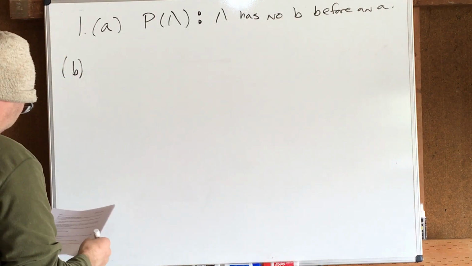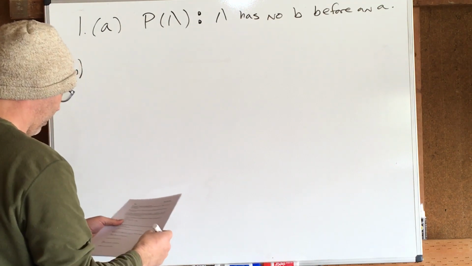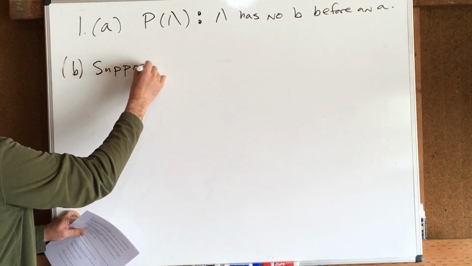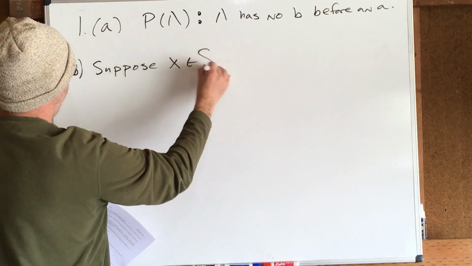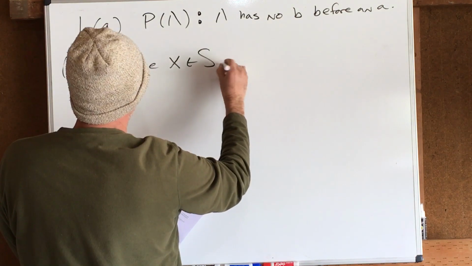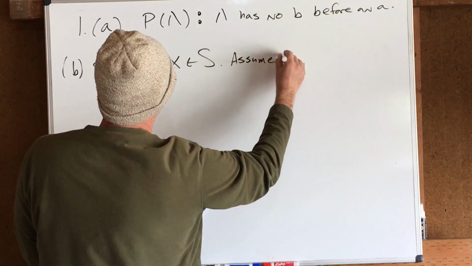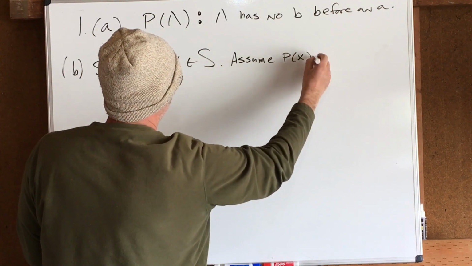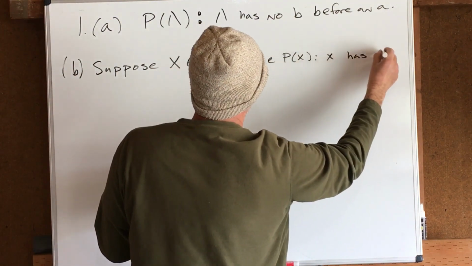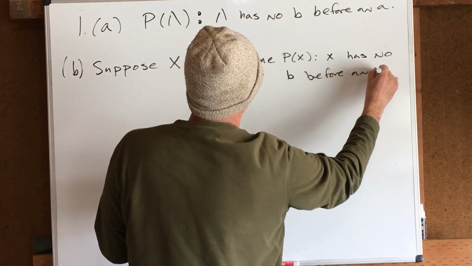Part B. Remember how this works. We say, suppose X is already in S. Suppose X in S has the property. So you suppose X in S, assume P of X, which is that X has no B before an A.